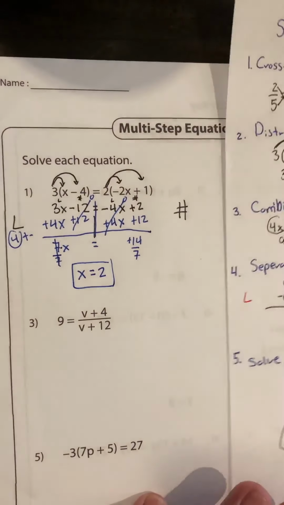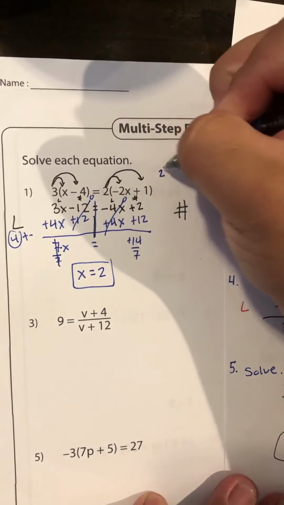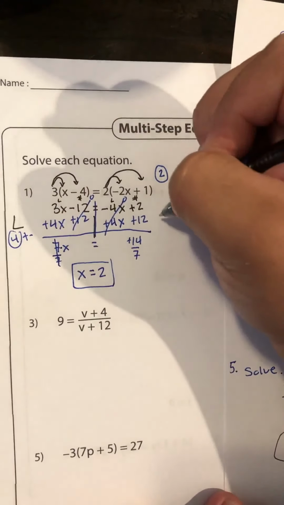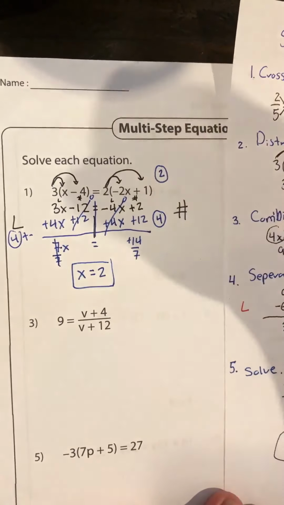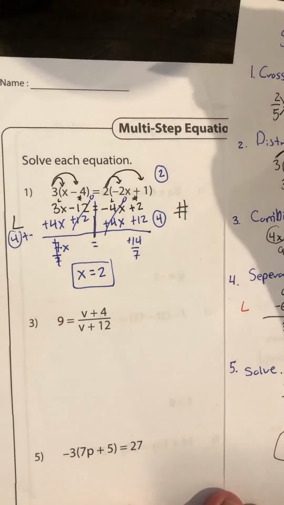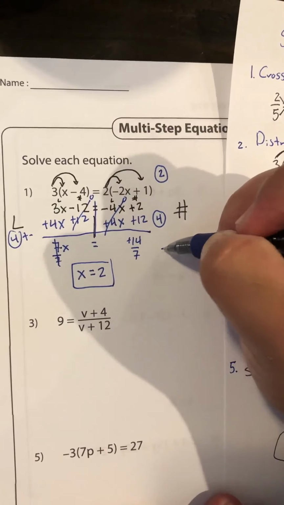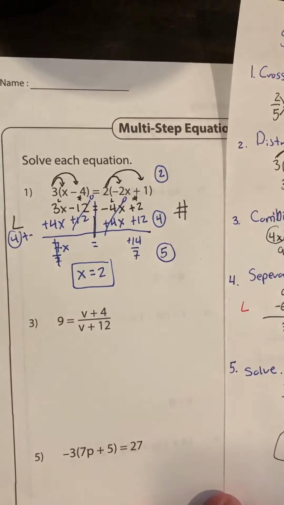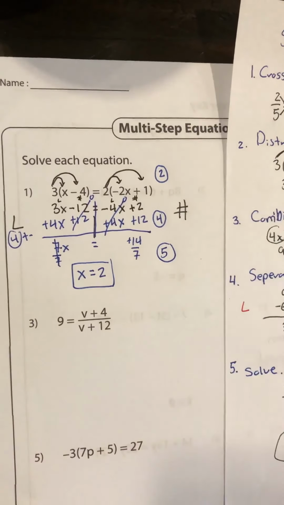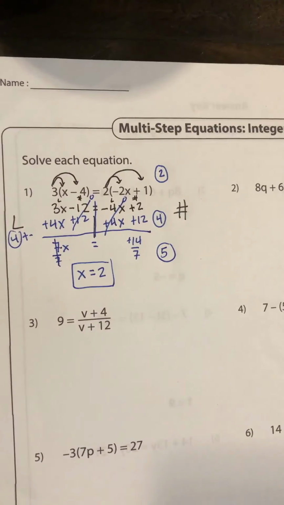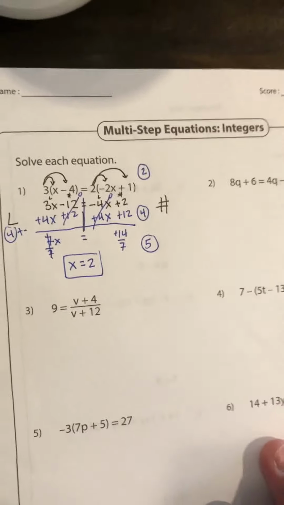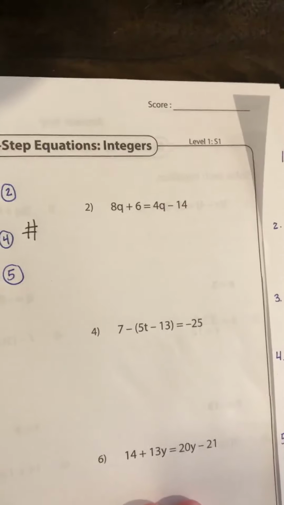Cool? So this is one where we had to do step 2, that distribute step, and then we did step 4, the separate step. You notice we skipped step 3, it wasn't necessary. And then down here, when we do that divide by 7, that's step 5. And we're done. Cool? So let's go on to number 2. So let me scoot my camera over a little bit. So let's check out number 2.